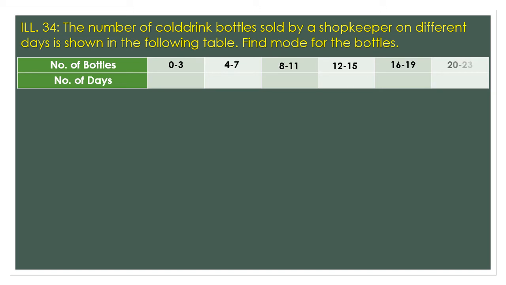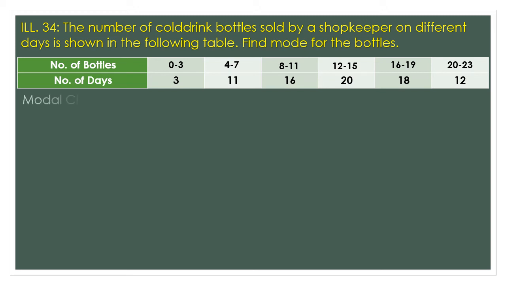Can you see that these are not our regular classes? These are the inclusive classes. Because these are inclusive classes, we will have to deduct 0.5 from the lower limit and add 0.5 to the upper limit to make them exclusive. But we don't need all the classes here. Which classes do we need? The class with the highest frequency.